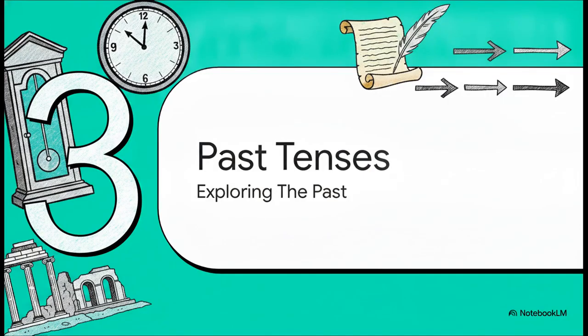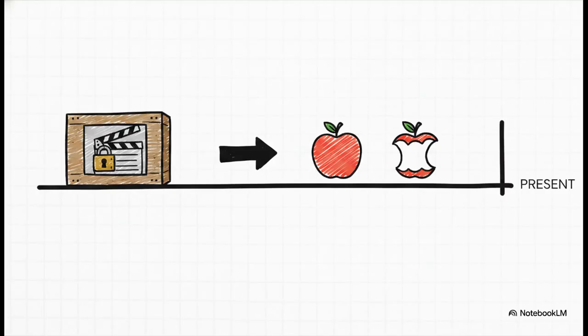Awesome! Let's keep this momentum going into section 3, exploring the past tenses. And now that we have the present locked down, let's shift gears historically and apply those exact same logical formulas to events that are already over. Take this punchy pop culture example. Toy Story was released in 1995. This is a completely finished event.